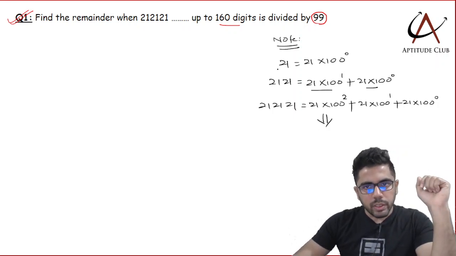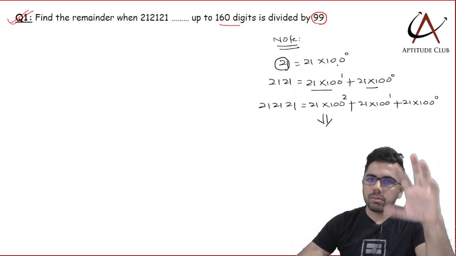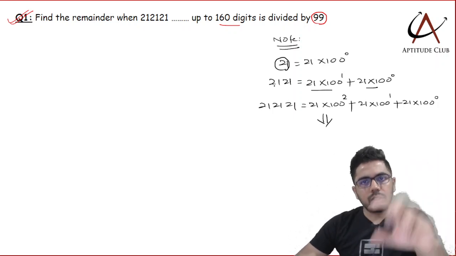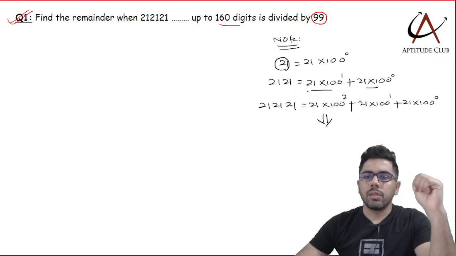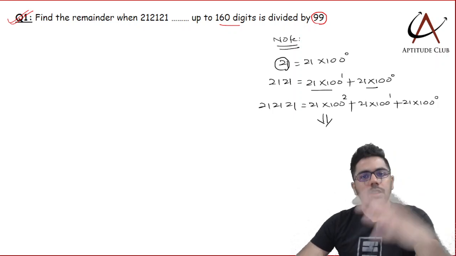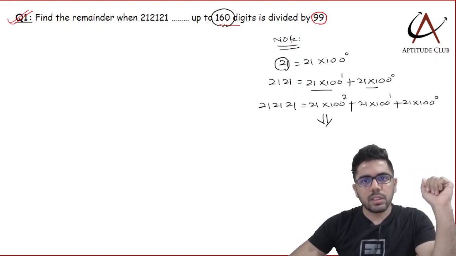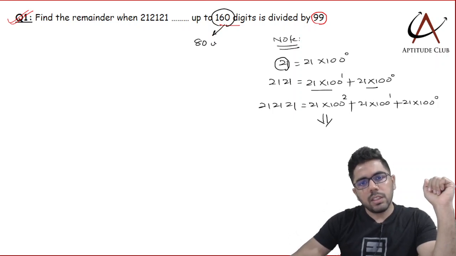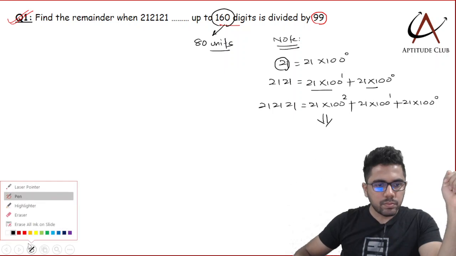When you are taking 21 only once, meaning one unit, the power of 100 starts from 0. When you are taking it twice, 2 units of 21, the power of 100 starts from 1 and goes till 0. When you are taking 3 units of 21, it starts from 2 and goes till 0, and so on. Now when I have 160 digits, I will have 80 such units. Yes or no? 21 will be repeated 80 times.